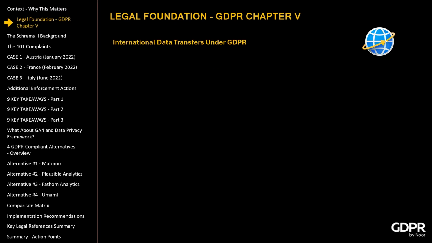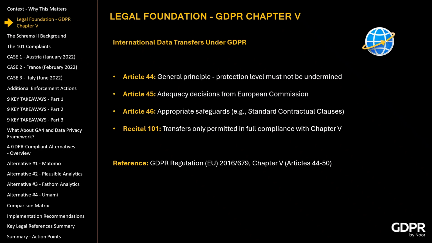GDPR Chapter 5 foundation. Article 44 sets the rule: when personal data leaves the European state, the GDPR level of protection cannot be lowered. Article 45 allows transfer only when the destination country has an adequacy decision. And when there is no adequacy decision, Article 46 will be used. Transfers are only allowed with appropriate safeguards, most commonly standard contractual clauses. Recital 101 reinforces that all transfers must fully comply with Chapter 5. At the time of the 2022 Google Analytics rulings, the US had no valid adequacy decision. Privacy Shield had been invalidated by Schrems II, and the Europe-US Data Privacy Framework did not yet exist. In that gap, SCCs alone were ruled insufficient to protect European data sent to the US.